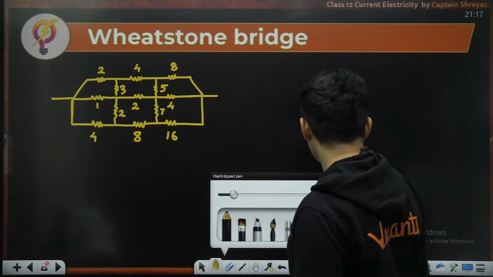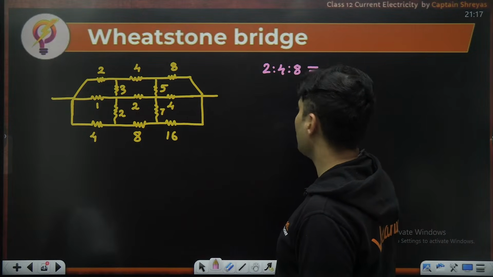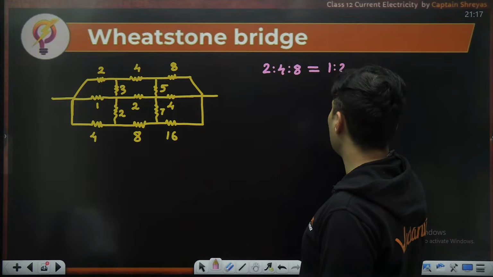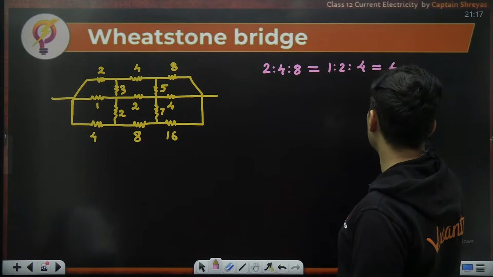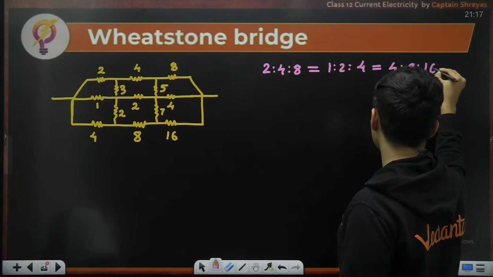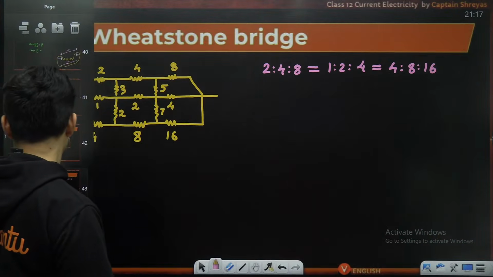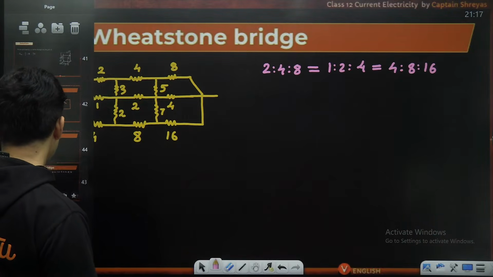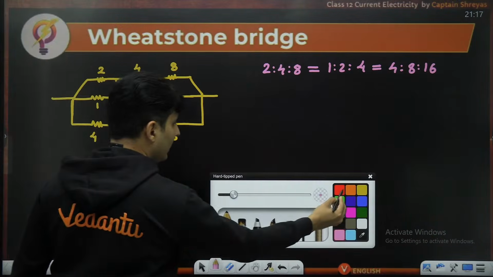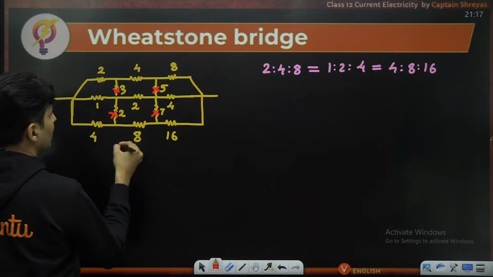As you can see over here, 2 is to 4 is to 8 is equal to 1 is to 2 is to 4, which is also equal to 4 is to 8 is to 16. So that means what I can do over here is completely ignore this, ignore this, ignore this, and ignore this.